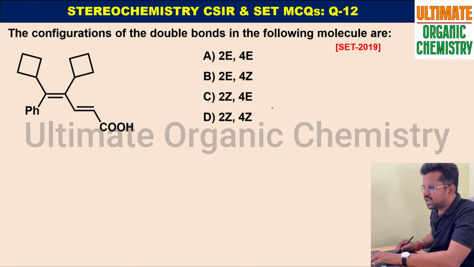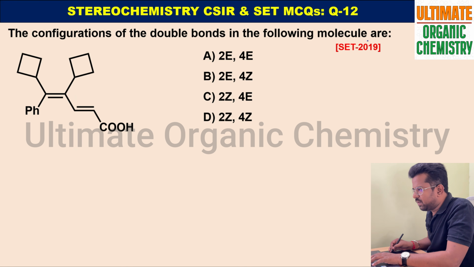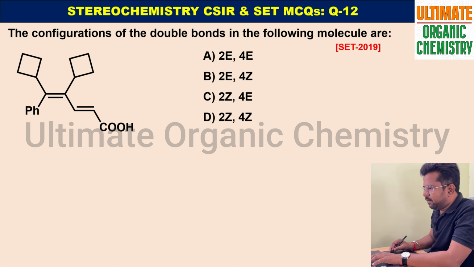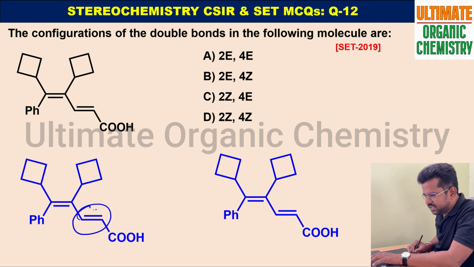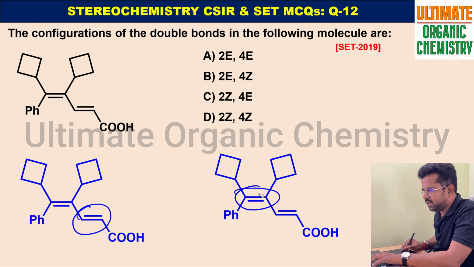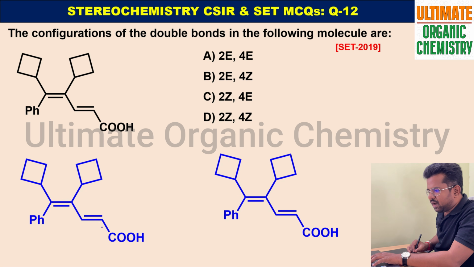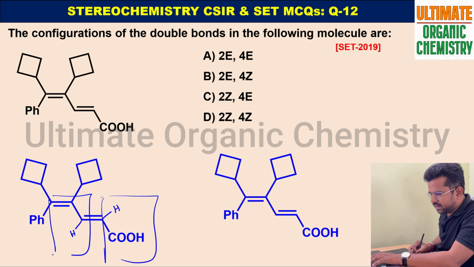Question number 12. The configuration of the double bonds in the following molecule are. Okay. So in order to solve the question, I have given the structure two times. In the first structure, we will solve this double bond. In the second structure, we will solve this other double bond, so that we can avoid some difficulties in giving the numbering. Right. So if you want to solve this double bond, just add the missing atoms, that is hydrogen atoms. And you need to give priority on this side and on this side.